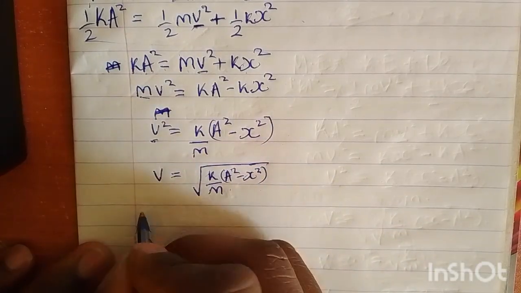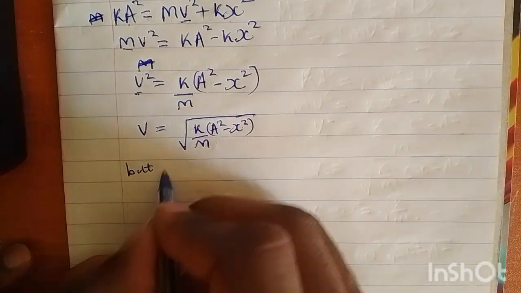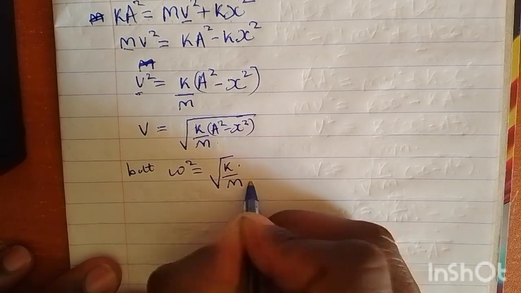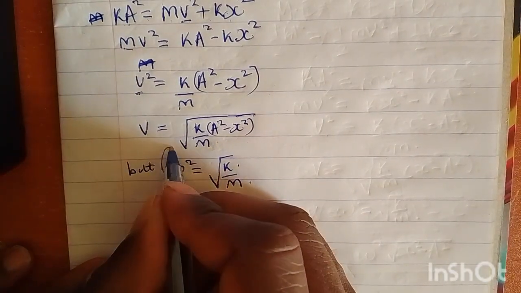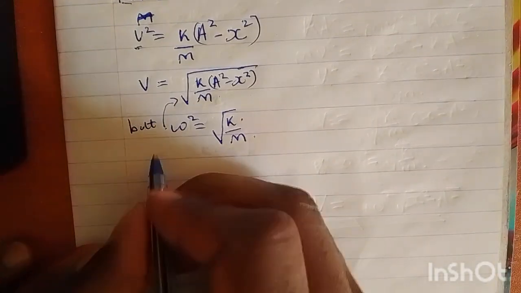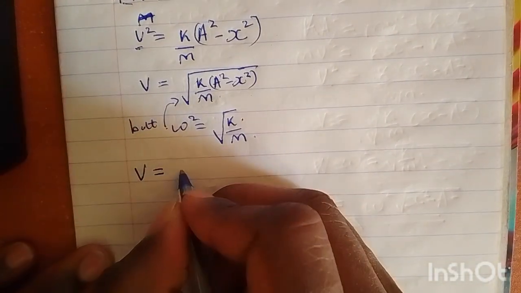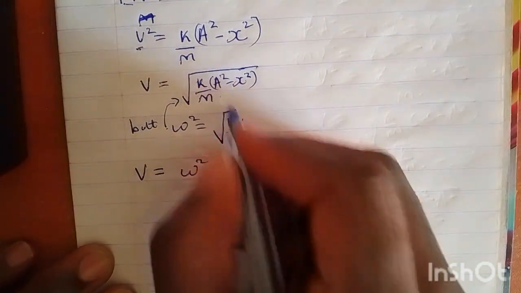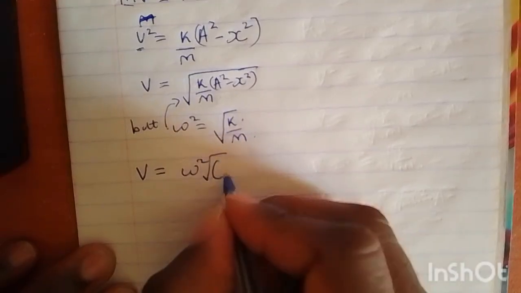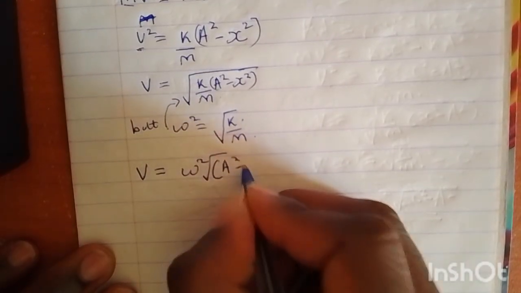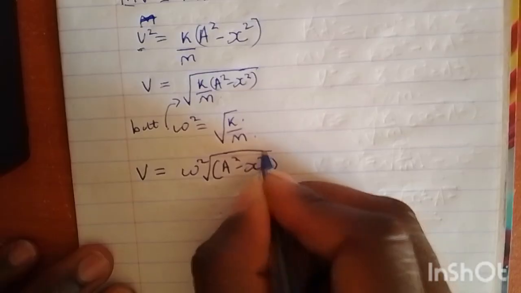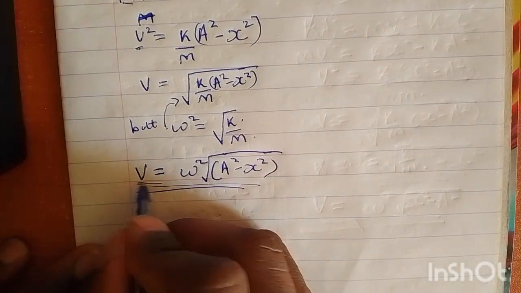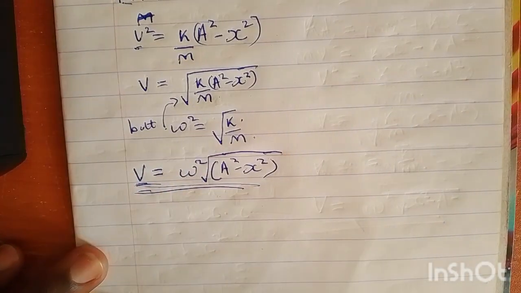But we do know that omega squared is equal to k over m. So replacing this here, you get that velocity is equal to omega multiplied by the square root of A squared minus x squared. And that is our general equation to find the velocity of a particle at a certain point in time of any kind of particle.